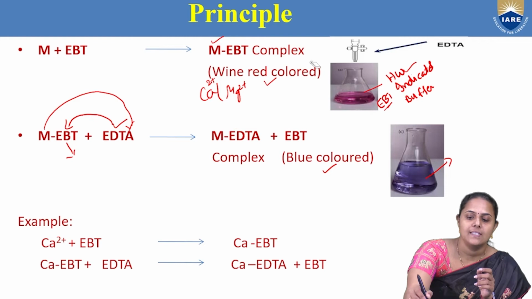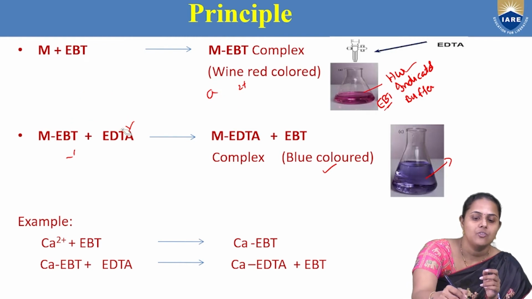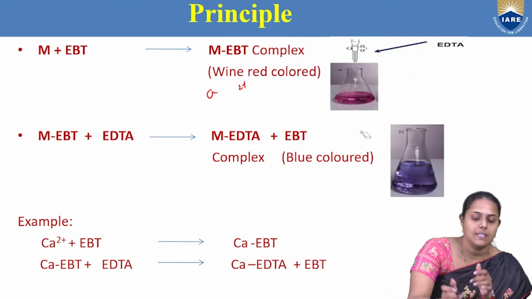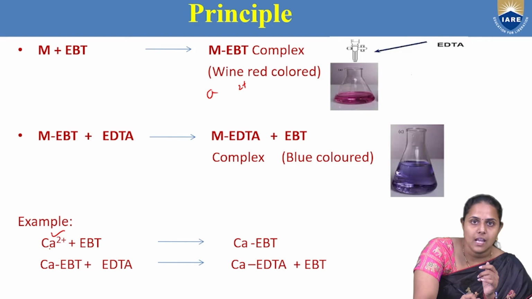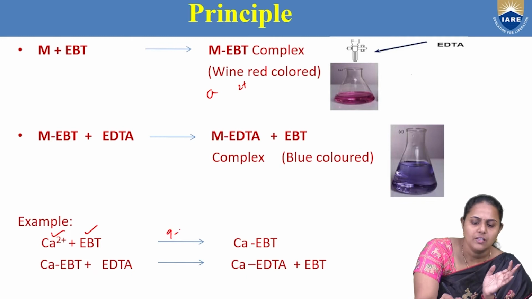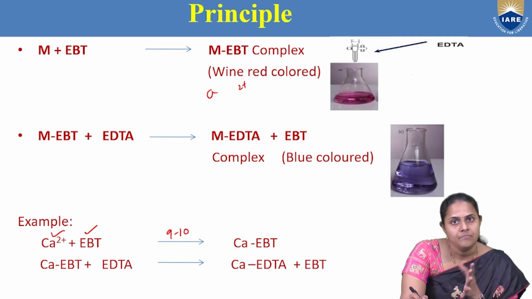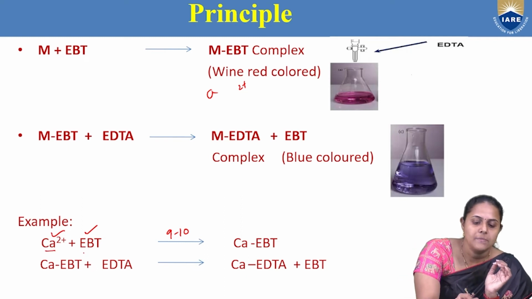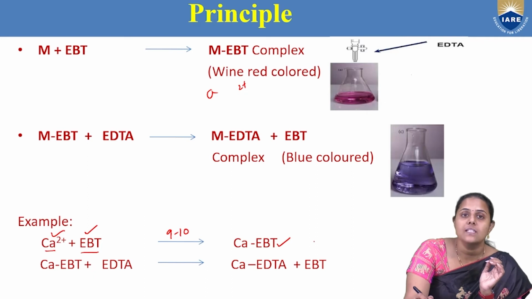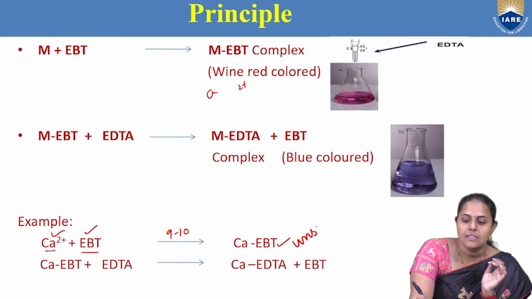Now if you see the example here, it's already written. Instead of metal, I have just written calcium, because hard water is nothing but calcium and magnesium ions. Here, calcium is present in hard water. We are taking hard water. EBT is an indicator. Anyway, we will add a buffer solution to maintain pH 9 to 10. This calcium, when it comes in contact with EBT, will form calcium EBT complexes, which are unstable.